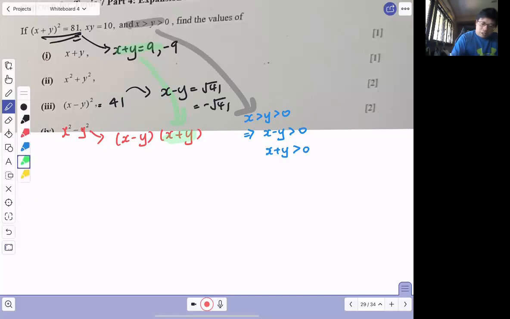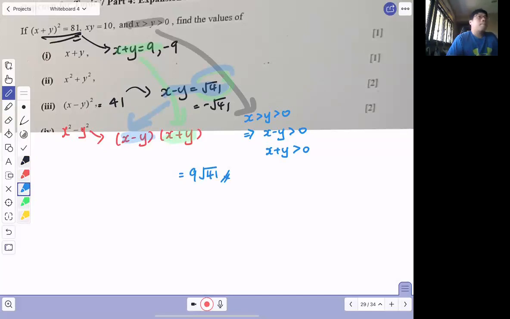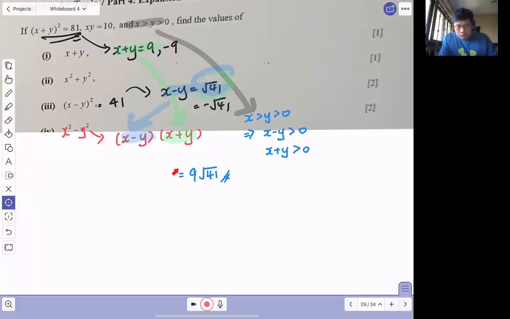I believe you will use this one. Similarly, this will fit into this. So your answer for this is actually just 9 multiplied by square root 41, because 9 represents x plus y and x minus y is square root 41. The reason why they tell you this is to tell you that you choose the positive square root, not the negative one. Otherwise, you may have 2 possible answers. Okay, good.